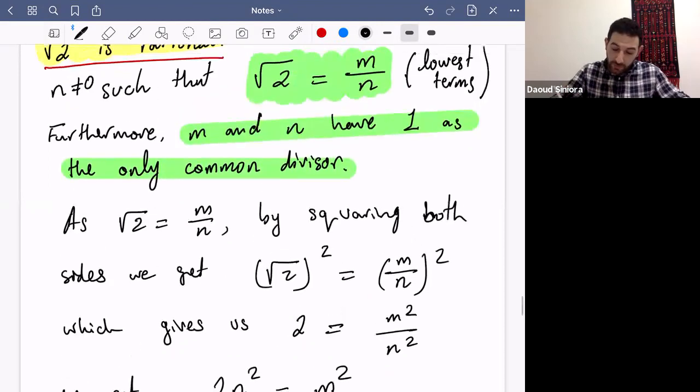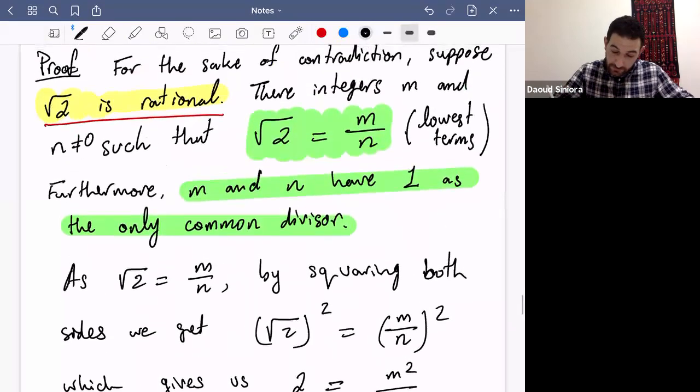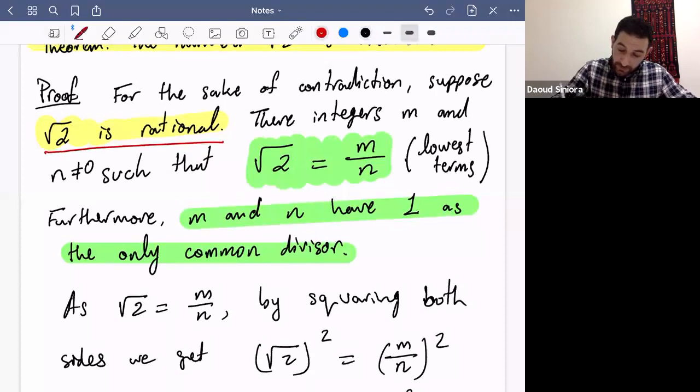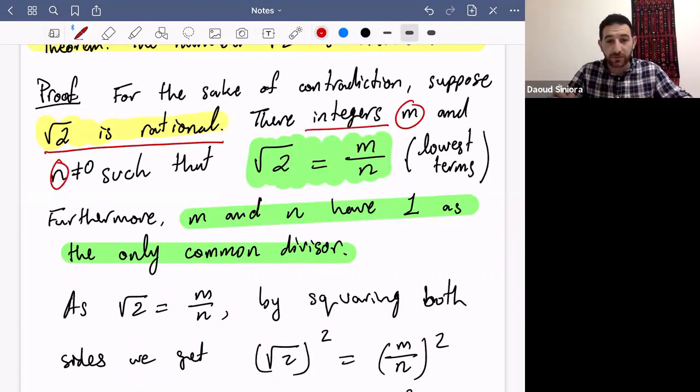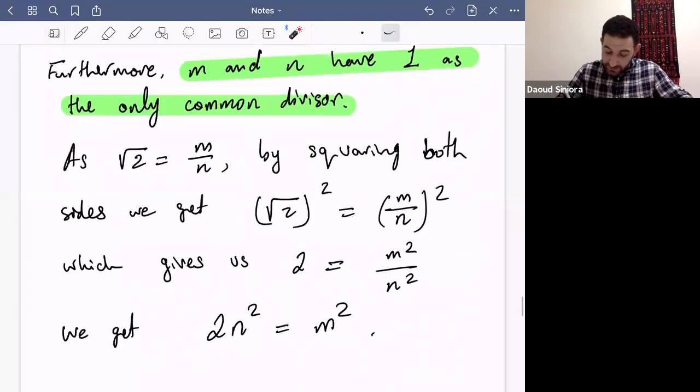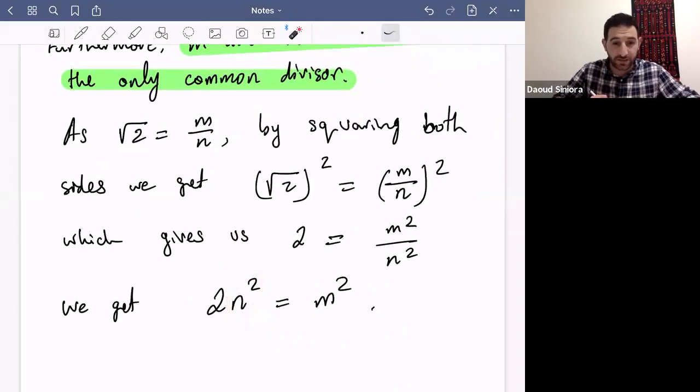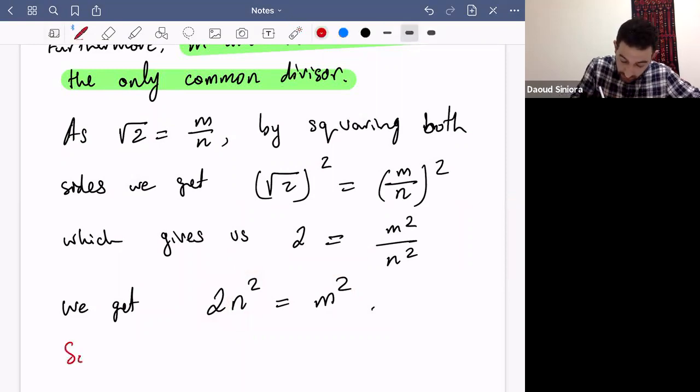Okay, so look, m and n are integers. Now since n is an integer, then n squared is an integer, and this means that m squared is equal to 2 times some integer. This means that m squared is an even number. Okay. So m squared is even.